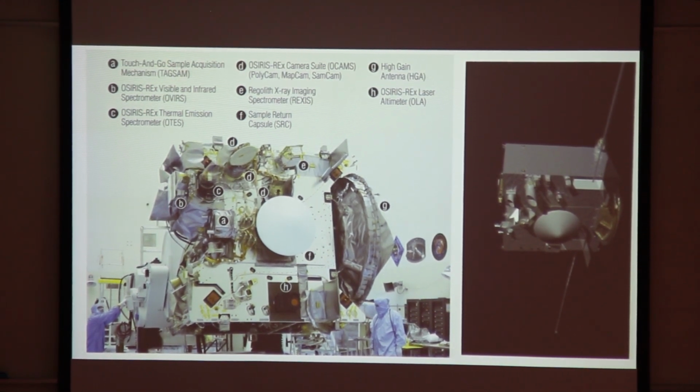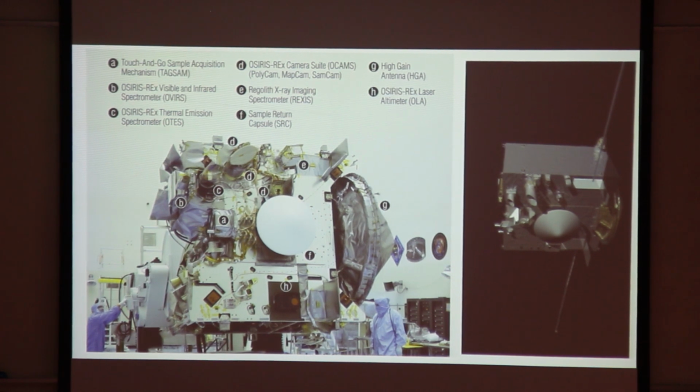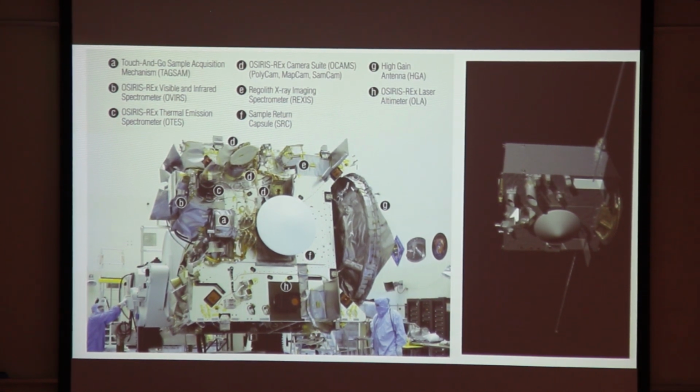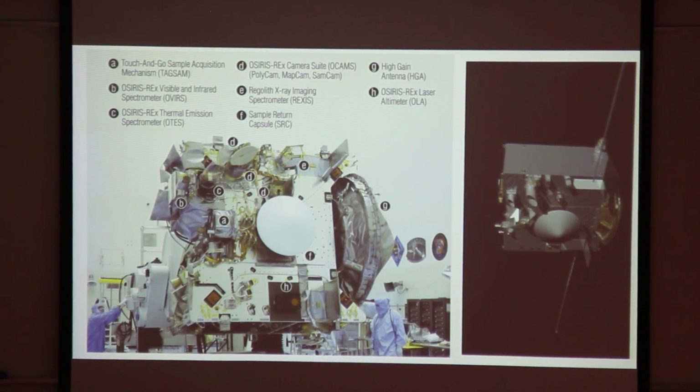And then we also have a suite of three cameras, called OCAMs. These are the OSIRIS-REx Camera Suite: the main camera, PolyCam, which is a narrow-angle camera to observe the surface in higher spatial resolution, and also MapCam, which has a similar spatial resolution but with four filters in the visible to characterize the spectral properties, and also SamCam, a sample camera, so when the sampling takes place, it would give evidence of how the sampling goes. So these are the three cameras.